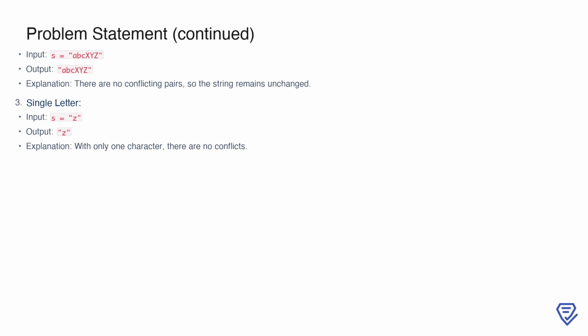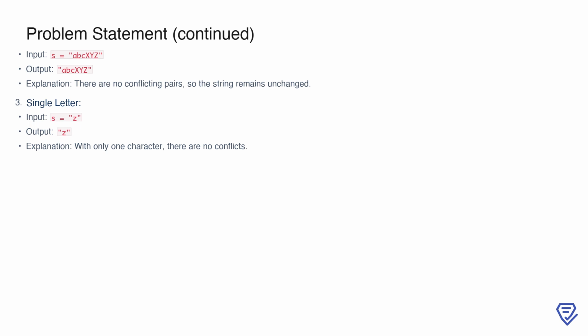For instance, if S equals aAbBcCdD, each adjacent pair conflicts, and removing them all results in an empty string. Here, the output would be an empty string. Another scenario is when the input string contains no conflicts at all. For example, if S equals abcxyz, all the adjacent letters are either different letters or have the same case, so no removals are necessary. The output, in this case, is simply abcxyz.